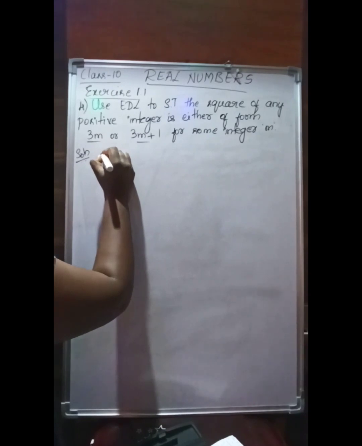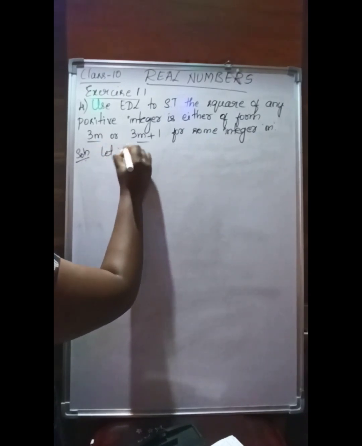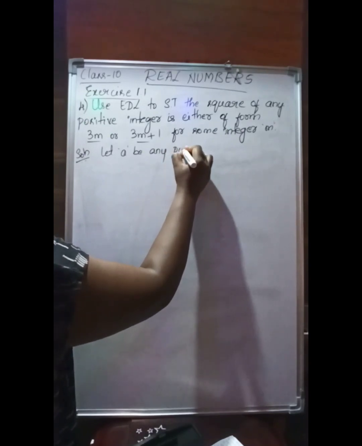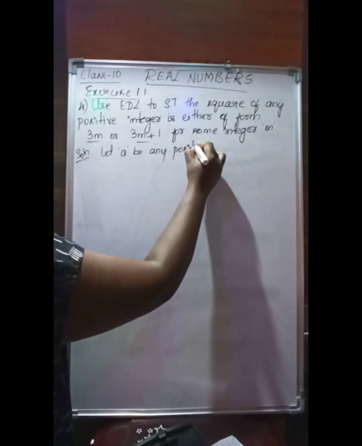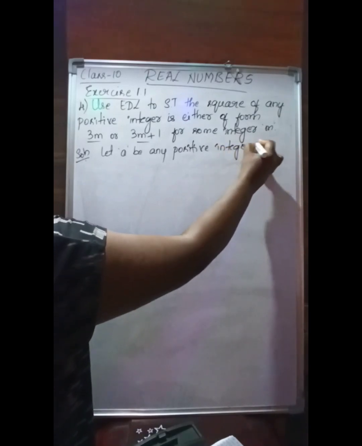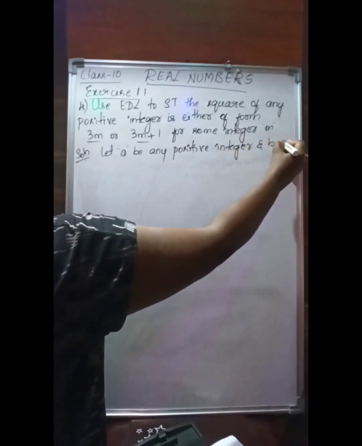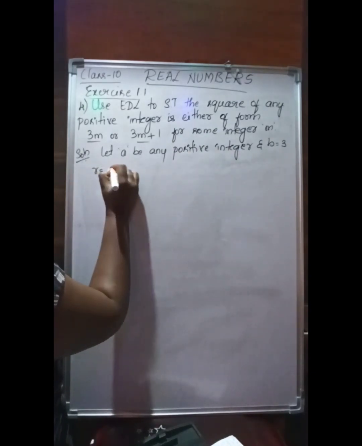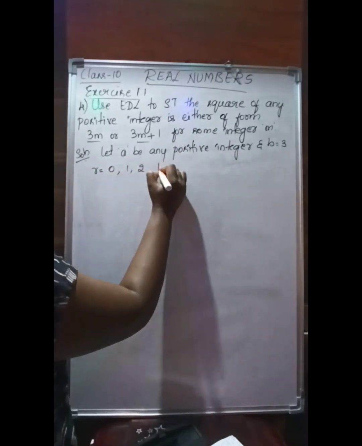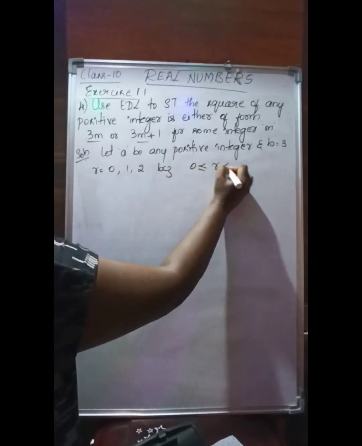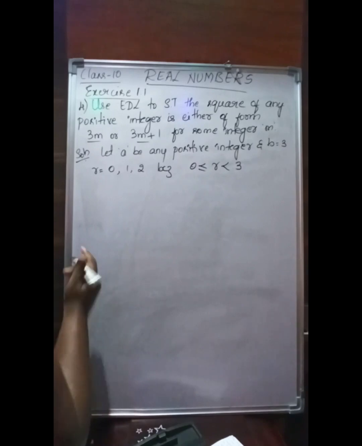Consider, let a be any positive integer and b equals 3. So if b equals 3, r can take the values 0, 1 and 2, because r is greater than or equal to 0 and less than 3, right?